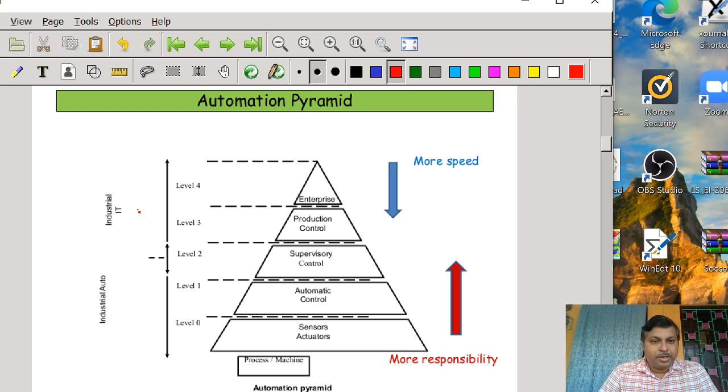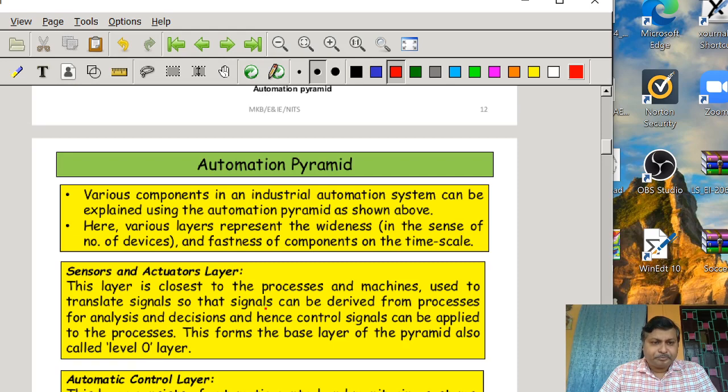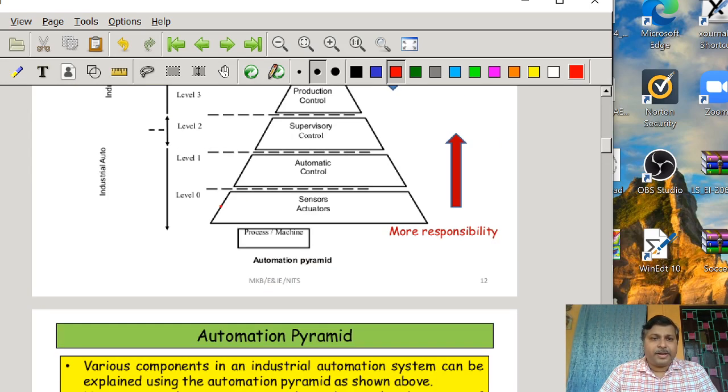Okay, so now here you can see that if you go from top to bottom you are going to have more speed, and if you go from the bottom to top you are going to increase the responsibility. Okay, so now we are going to understand each of the levels separately. So first, you are finding that in level 0 sensors and actuators are there.